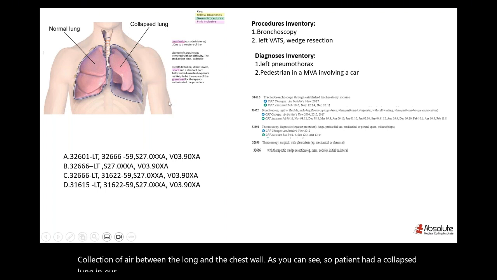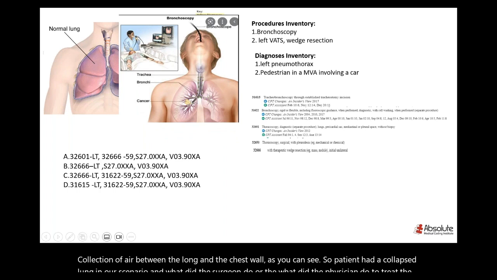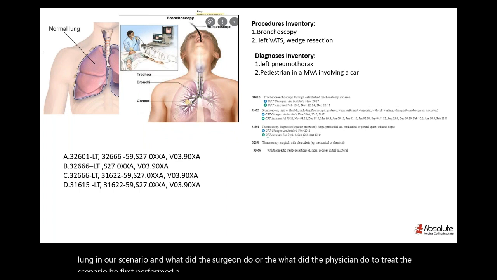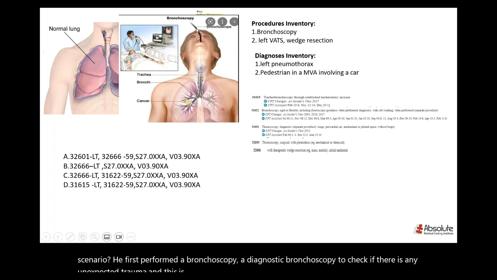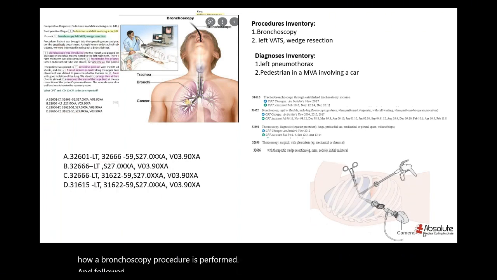And what did the surgeon, or what did the physician, do to treat the scenario? He first performed a bronchoscopy, a diagnostic bronchoscopy, to check if there is any unexpected trauma. And this is how a bronchoscopy procedure is performed, you can see the image on the screen.